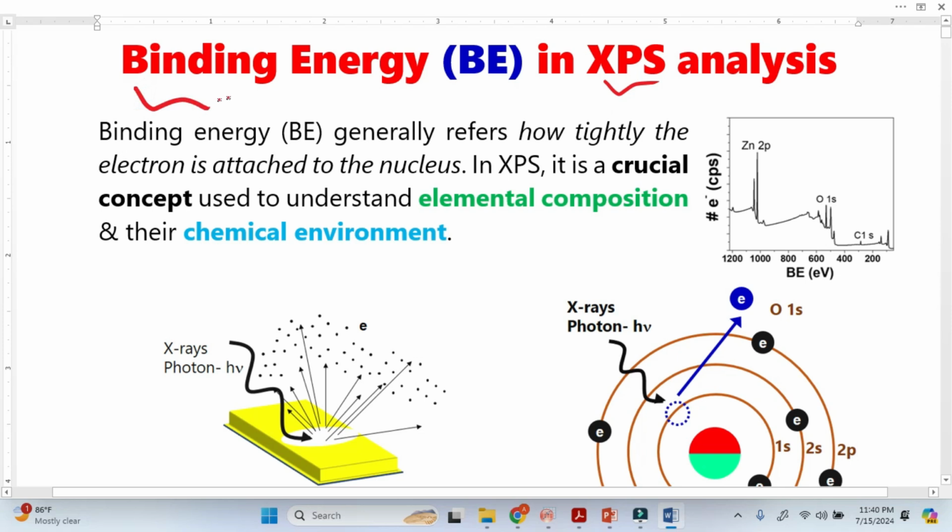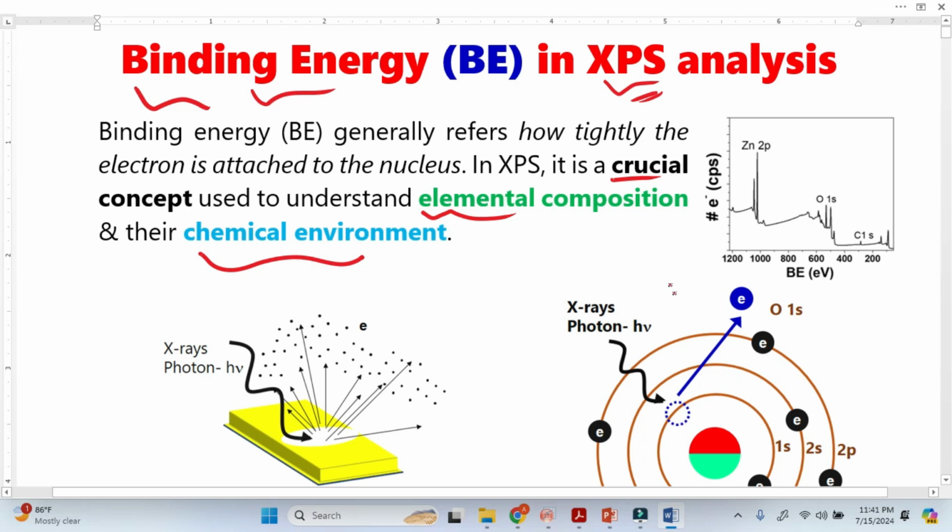Let's discuss the concept of binding energy in XPS analysis. It is a crucial concept in XPS for elemental composition, that is, what types of elements exist in the samples. The second important thing is the chemical environment. For instance, this is an oxygen atom.